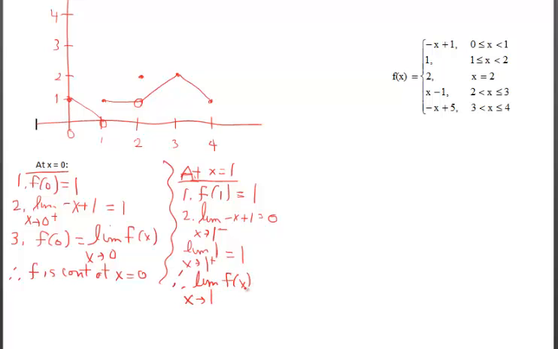And notice I'm going to go to just general function notation because both sides of 1 require 2 different pieces here. So just using 1 to capture the function equals does not exist. Therefore, I guess again, f is not continuous at x equals 1.